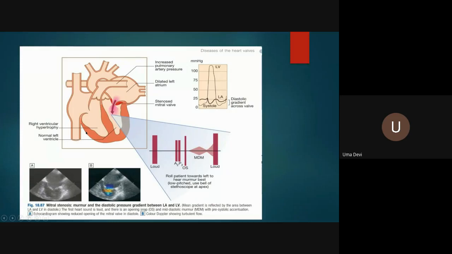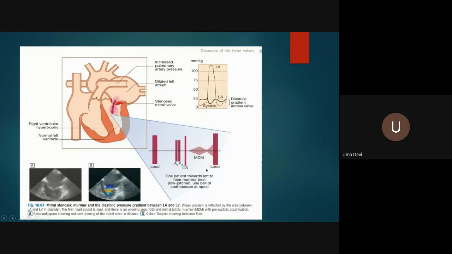Then later on, in a very severe mitral stenosis, there will be increased pulmonary arterial pressure. So in X-ray, you can see a dilated pulmonary artery. When you auscultate, S1 is loud. There is S2, with a narrow gap between A2 and P2. Then this is followed by the opening snap. Then the mid-diastolic murmur with a pre-systolic accentuation, ending with a loud S1.